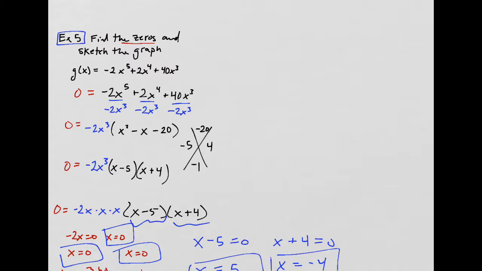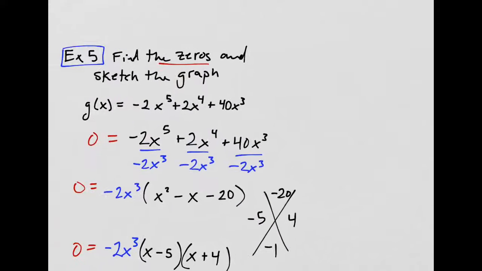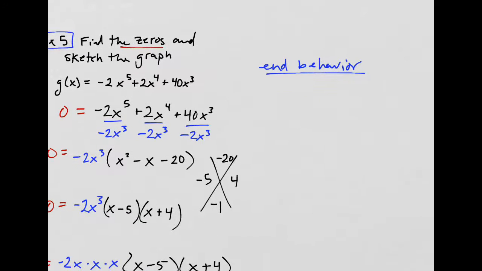So step 1, change y to 0. Step 2, factor completely. Step 3, set each piece equal to 0 and find out the multiplicity. Because when you have odd multiplicity, you cross the x-intercepts. When you have even multiplicity, you bounce off of them. And then the last part is to decide the end behavior. So in this, I have end behavior. I'm looking for my end behavior model, like that picture. I don't have to write it in like x approaches infinity or whatever.